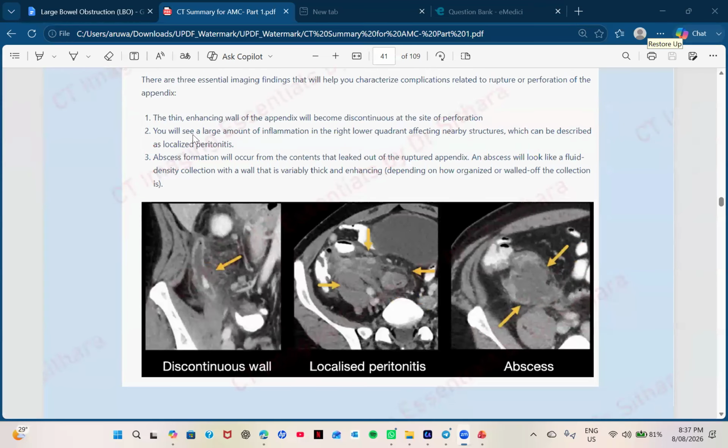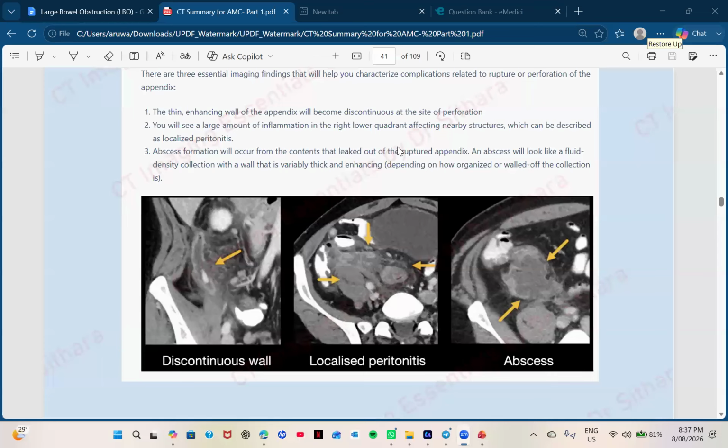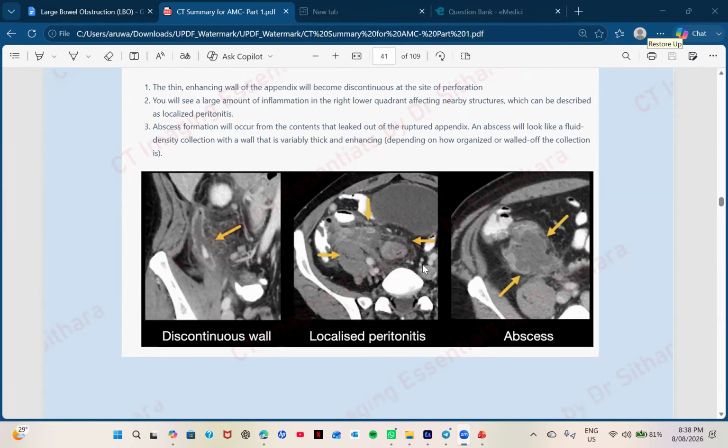They are telling us the enhancing wall of the appendix will become discontinuous at the site of perforation, because there's a perforation, right? So you can see the discontinuation. Then you will see a large amount of inflammation in the right lower quadrant affecting the nearby structures, which can be described as a localized peritonitis, right? You can see the localized peritonitis, the inflammation and all.